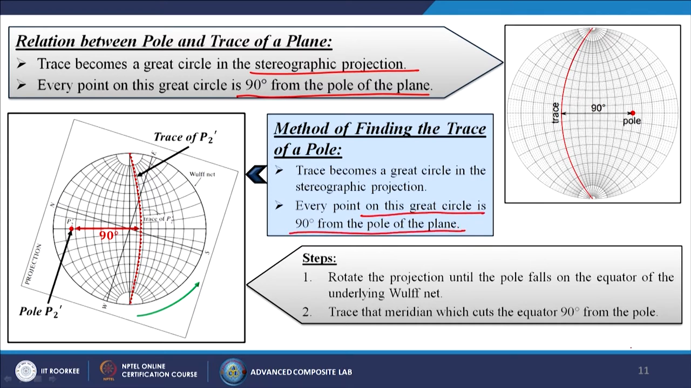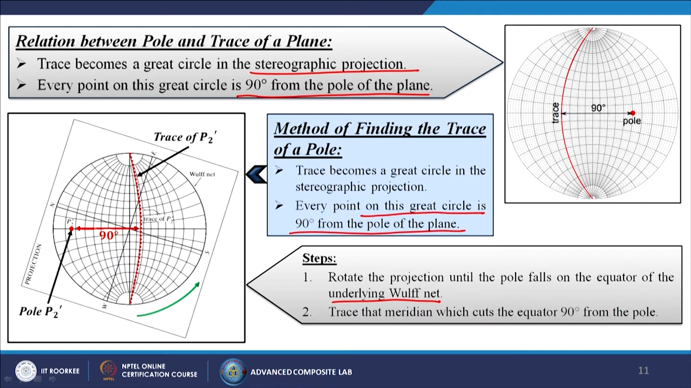So, now the steps. Rotate the projection until the pole falls on the equator of the underlying Wulff net. So, you are having any point over there. First you have to rotate your tracing paper so that this P point, or maybe P2 prime, will fall onto some particular projection line. Then trace the meridian which cuts the equator 90 degree from the pole.